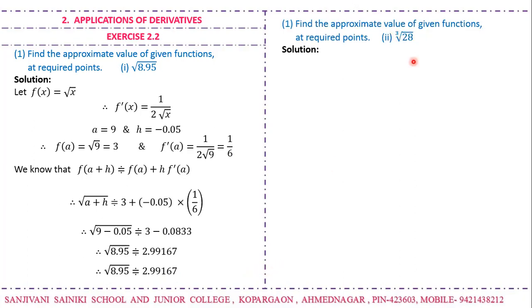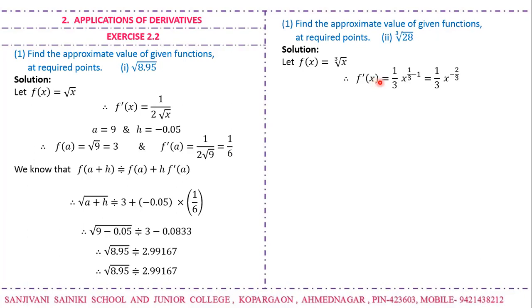Now look at the next example. It's cube root of 28. So our function is obviously cube root of x, and its derivative is 1 upon 3, x raised to minus 2 by 3. How to find the derivative? This cube root of x, we can write as x raised to 1 upon 3. That means it is in the form of x raised to n, and we can find its derivative by using the formula: the derivative of x raised to n is n times x raised to n minus 1.